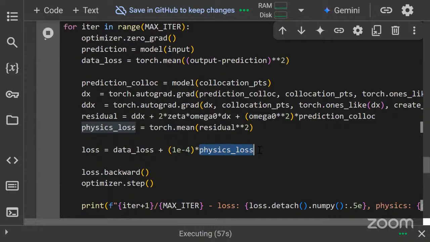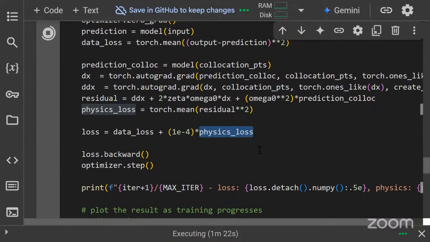And in that way, initially, the physics loss gets multiplied by some really small number, and then data loss is going to be the predominant loss function term that will drive the entire search process. But then as the data loss gets smaller, physics loss terms start to be more dominant, right? And that's essentially what's going to happen.